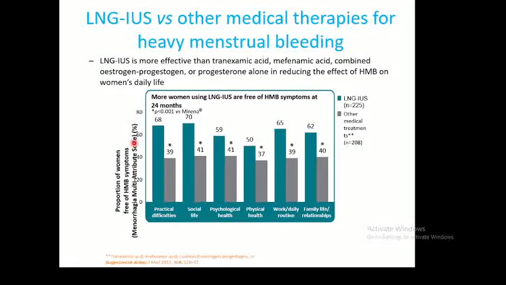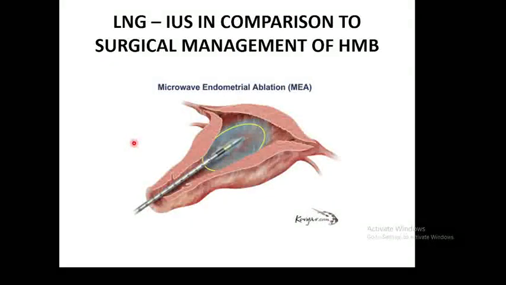This is the comparison between LNG-IUS and other medical treatment modes in achieving improvement in social life, psychological health, physical health, work-related activities, daily routine, relationships, and family life. In all aspects, this improves, and at the end it's all about females' quality of life.